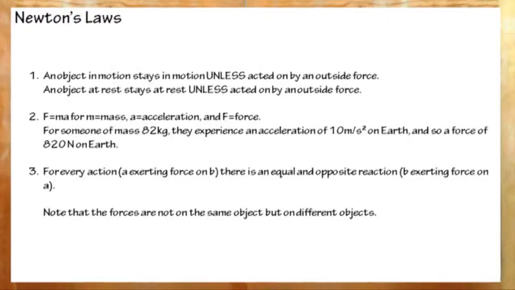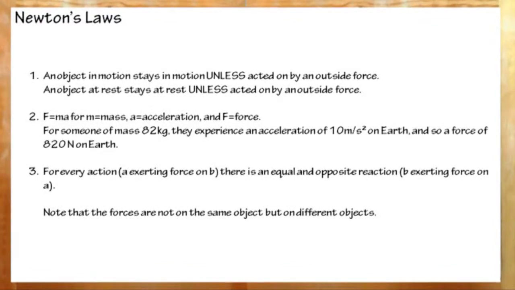Alright, to recap. An object in motion stays in motion, and an object at rest will stay at rest, unless either of those things is going to be acted on by an outside force. So objects that aren't moving will not move unless something else puts a force on them, and objects that are moving will stay moving unless a force is exerted on them. On Earth, this will typically be friction, which always opposes motion.